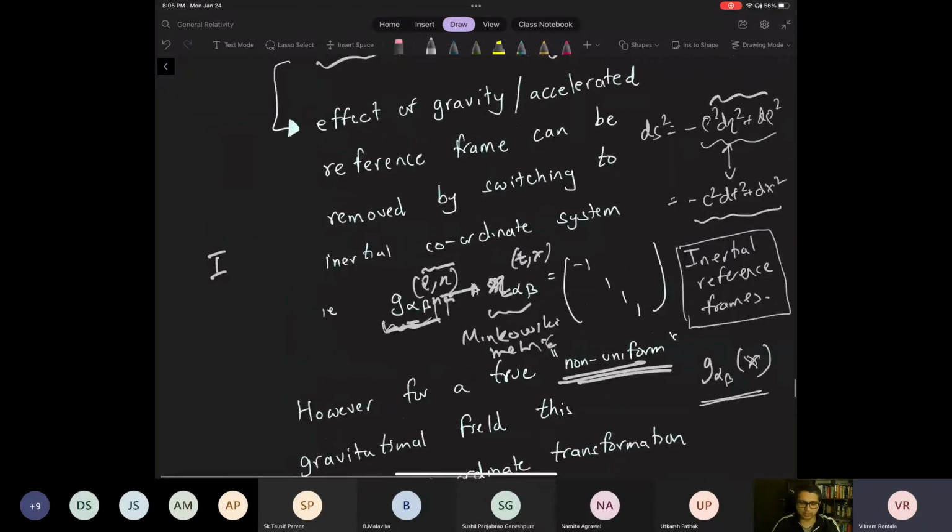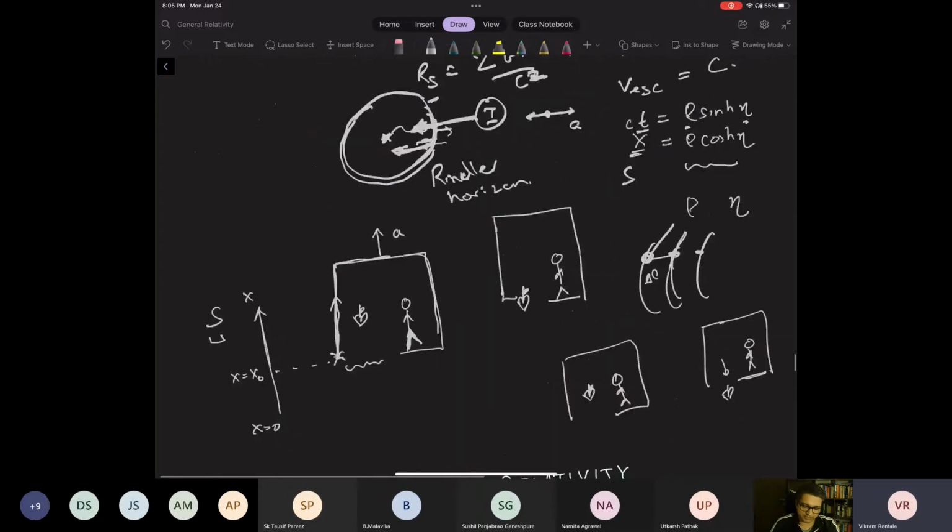So Rindler observers are a special case of uniform acceleration. With uniform acceleration, if I just change my coordinate system, I can see that it's the same as an inertial reference frame. So instead of being in this accelerated frame in a uniform gravitational field, I can always switch to an inertial coordinate system S. The claim is, if you're in a non-uniform gravitational field, you cannot make this switch to an inertial reference frame simultaneously at all space-time points.